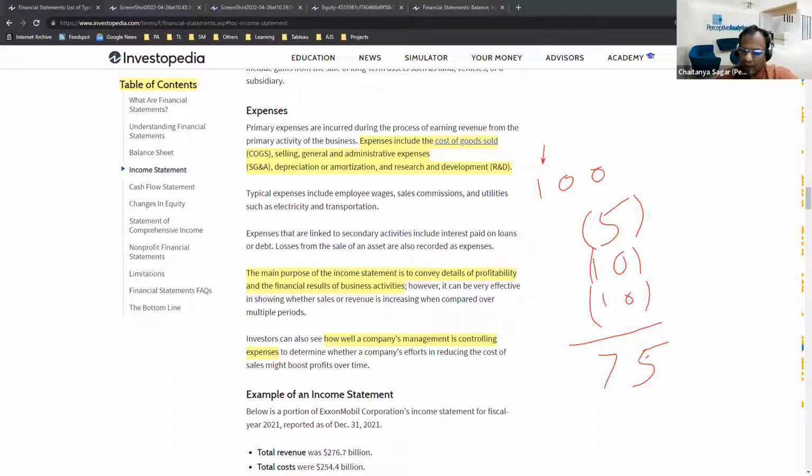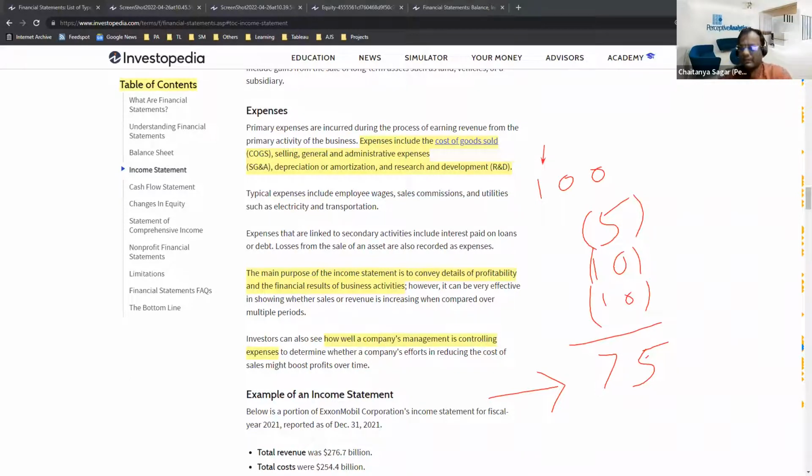So this part, the one you see at the bottom, that's 75 rupees, 65 rupees, whatever that is. This is called gross profit. And that's a very important concept of finance. Okay. So why is it a very important part?